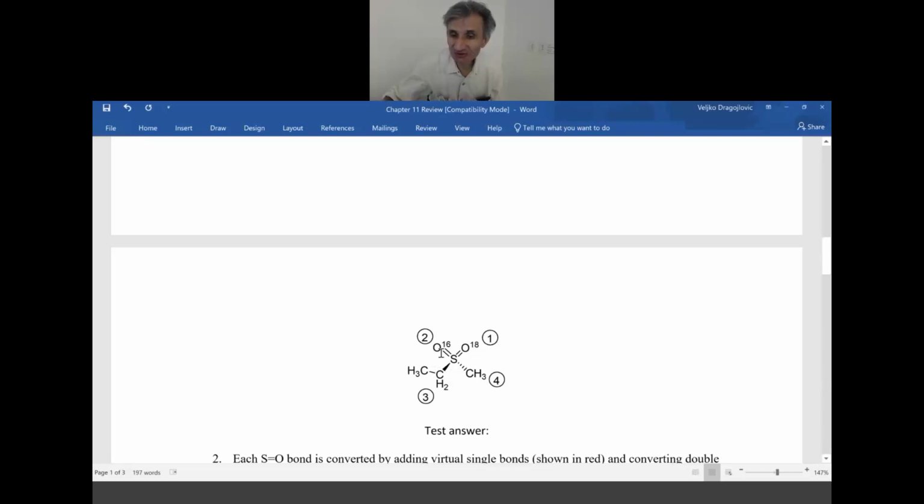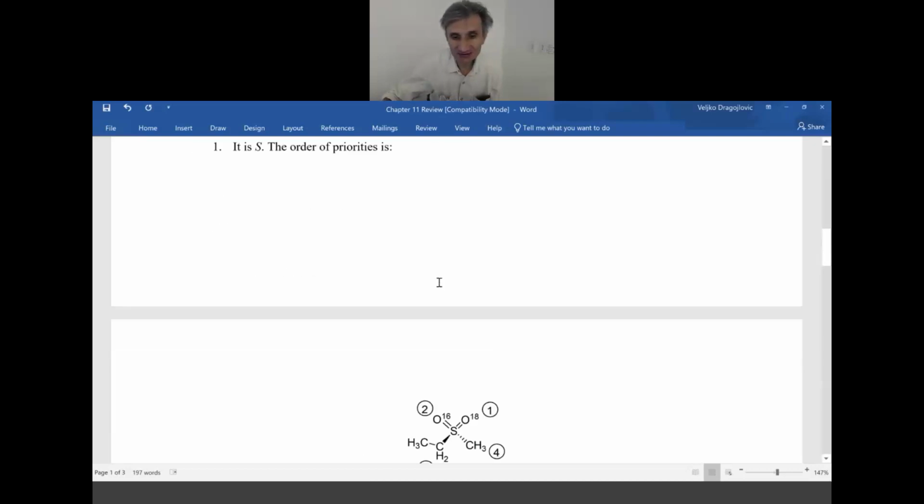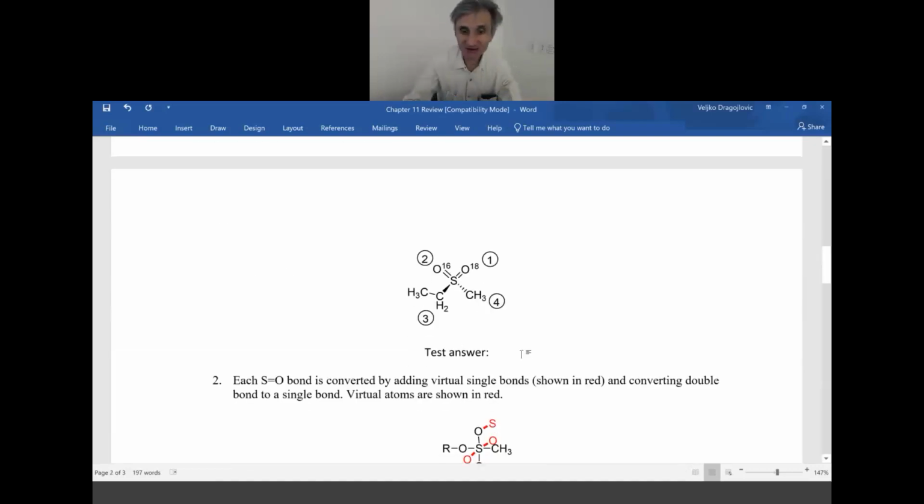Now, when we consider first oxygens to determine which one is going to be priority 1, priority 2, one is oxygen 16, the other one is oxygen 18. So oxygen 18, the heavier isotope, has higher priority. So that means that the substituent with priority 1 is oxygen 18. So on the test, you would simply type, for example, 1, oxygen 18, and then 2, oxygen 16. And that indicates that you are assigning priorities 1, 2, and so on.